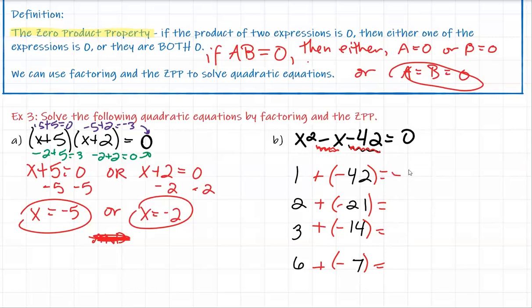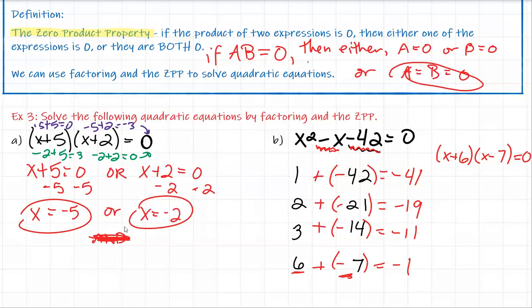1 minus 42, that's -41. 2 minus 21, that's -19. 3 minus 14, that's -11. And then 6 minus 7, that's -1. All right, did we get what we wanted? Yep, we got the -1. So we know our pair is 6 and -7. So this factors to x plus 6, x minus 7 equals 0.